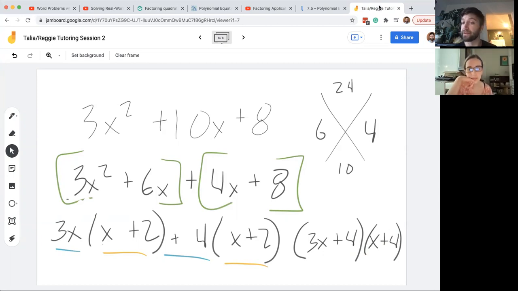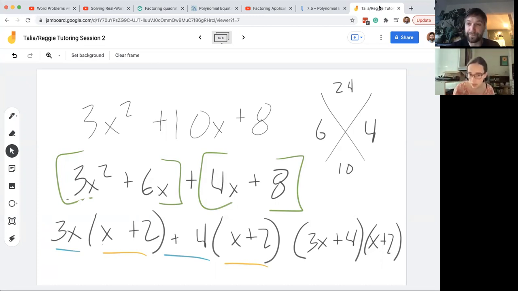Because if we now did FOIL, first you would have 3x squared, plus 12x. Oh, I wrote x plus 4. It's supposed to be x plus 2. Sorry, so I messed up. I wrote 3x plus 4 times x plus 4, but it should be 3x plus 4 times x plus 2, right? Right. Okay. That makes more sense.